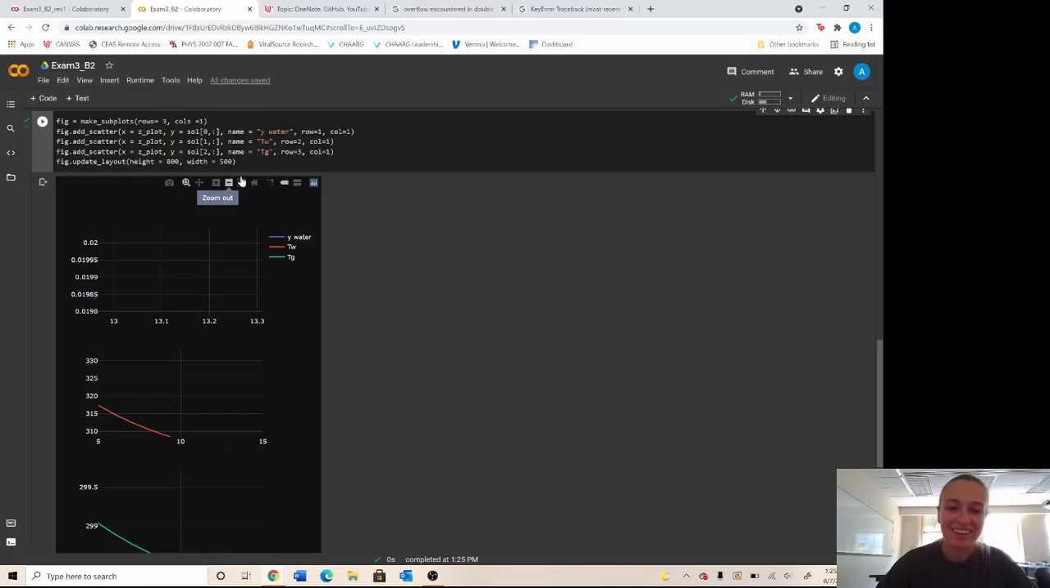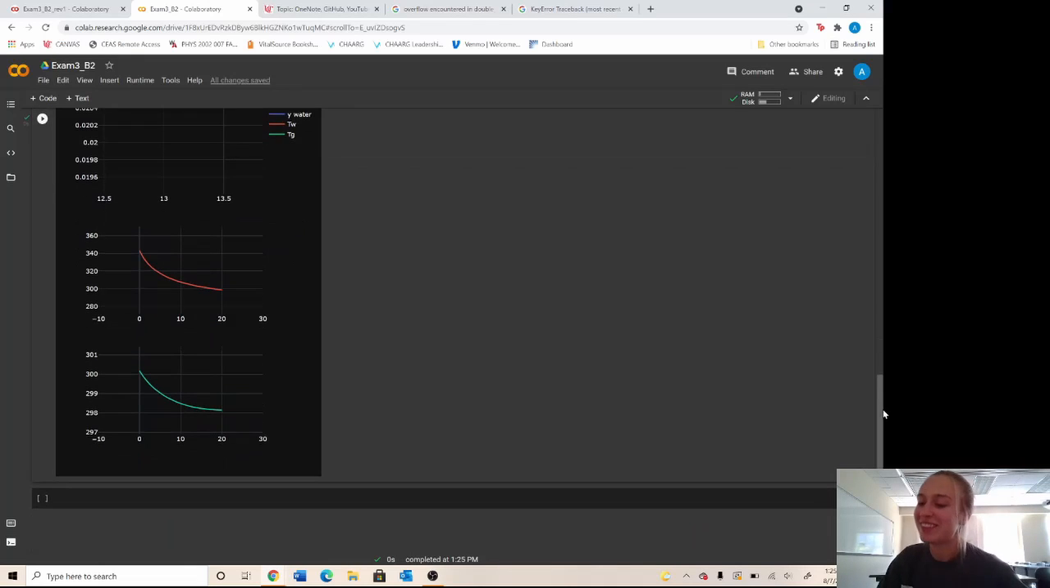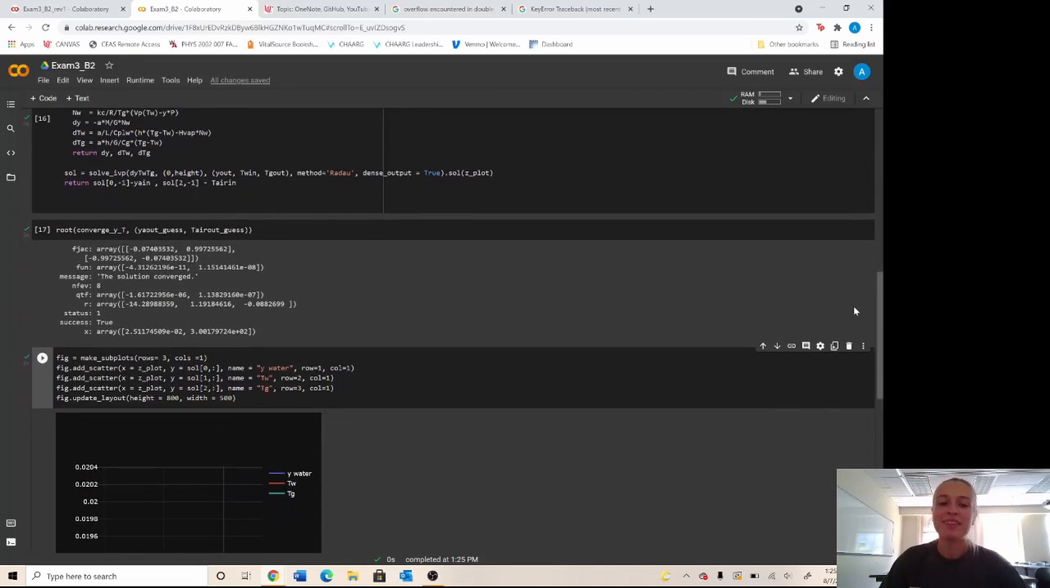Okay, here we go. Anyways, so these are our graphs for the change in mole fraction, change in temperature of the water, and temperature of the gas. So that will be the end of exam 3.